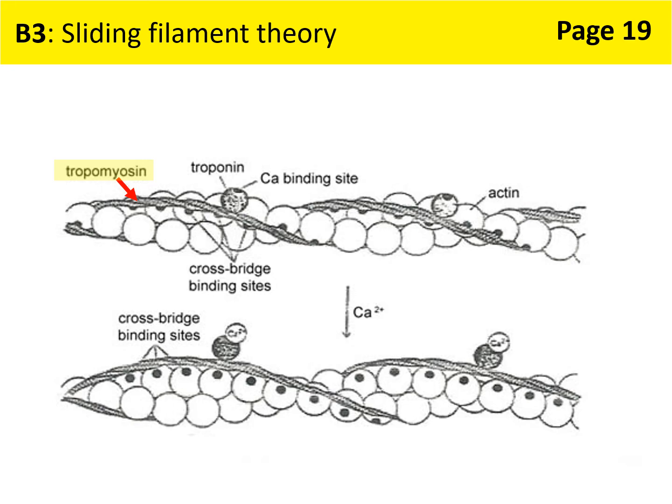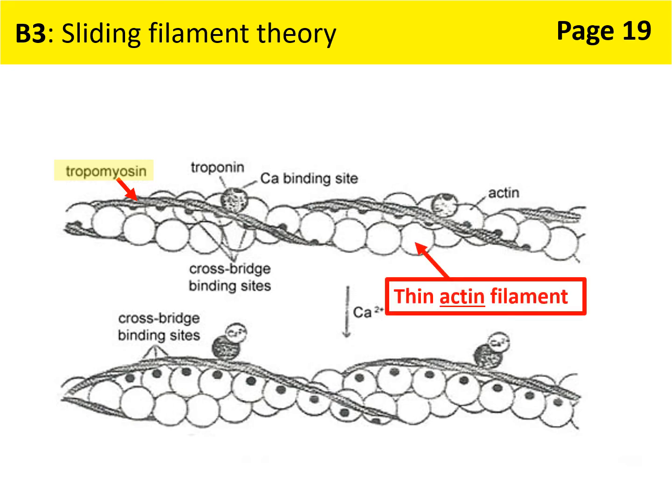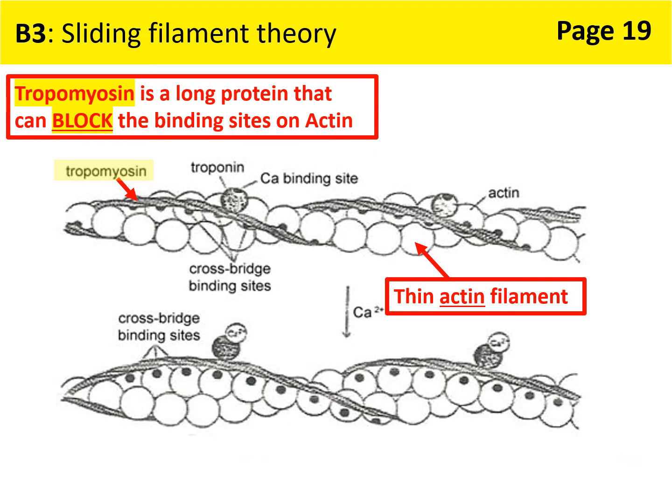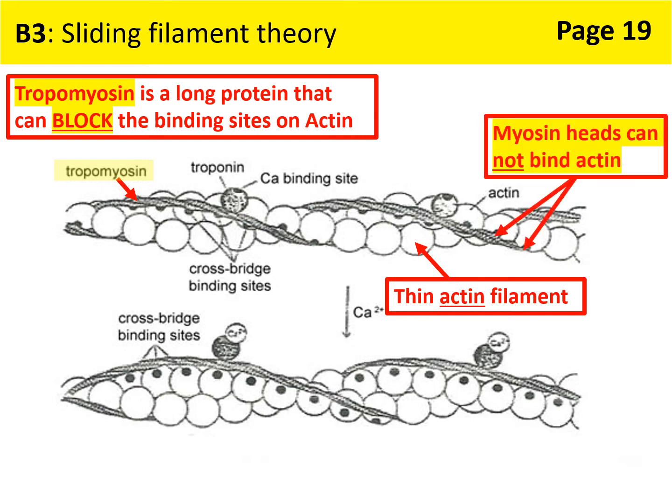So we can see tropomyosin is that big long protein there on the diagram that blocks the binding sites on the actin filament, and that prevents the myosin heads from binding to these particular binding sites.